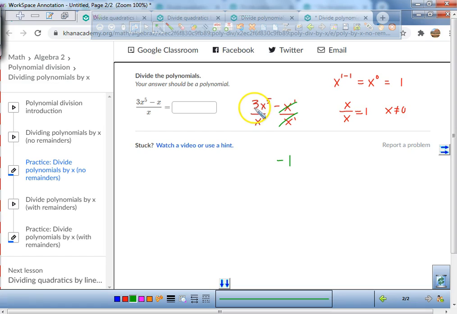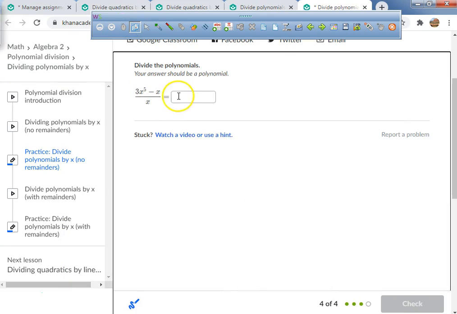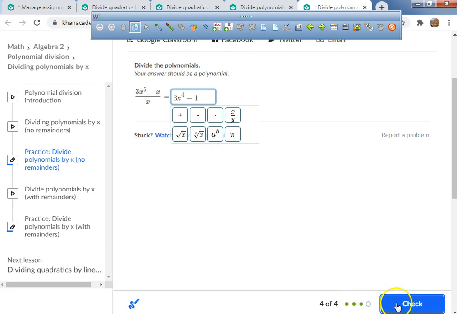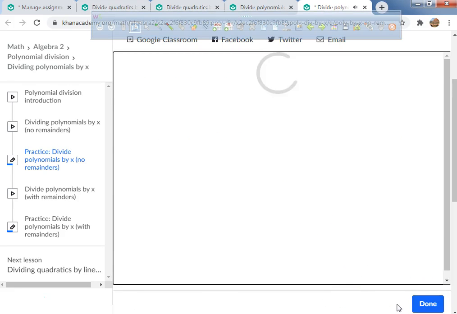Here you have 3x to the power of 5 divided by an x. So basically what's 5 minus 1? 4. So put x to the power of 4. So we get 3x to the power of 4 minus 1. I'll write that right here. 3x to the power of 4, and I'm going to do minus 1, just like that. Okay, and woohoo, I'm done.